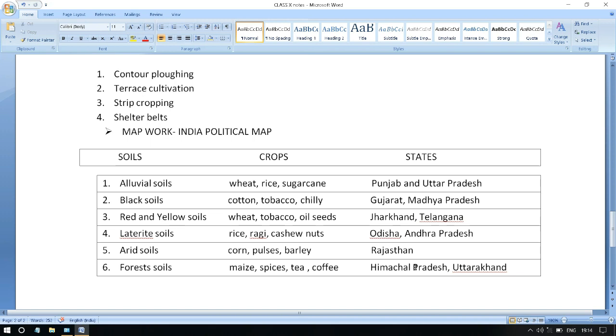So I have mentioned the flowchart. Alluvial soil, again I am going to repeat. First is alluvial soil, in which we grow the crops wheat, rice and sugarcane. Second, the states where this soil is found, that is Punjab and Uttar Pradesh.